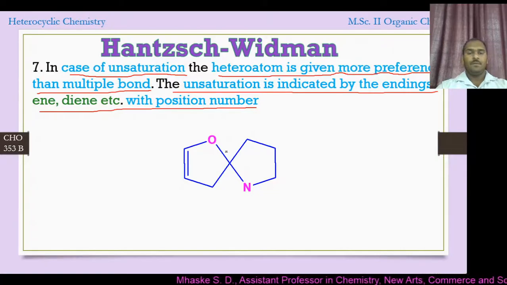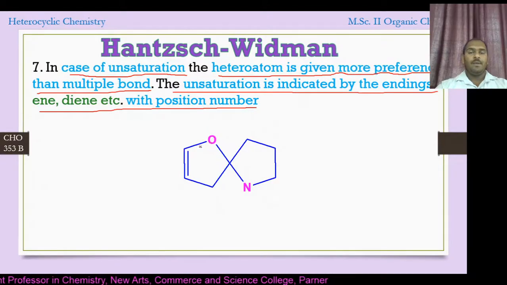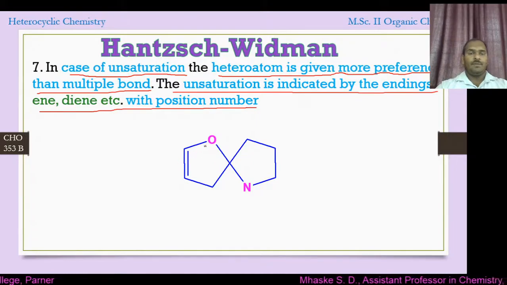So of the two different heteroatoms, oxygen has the highest priority. Therefore, oxygen will have the first number and nitrogen will have the second number. Also, in this ring there is an unsaturation and a heteroatom, so the heteroatom should be given preference over the double bond or unsaturation. So here we are considering a numbering. Numbering will start from the oxygen.